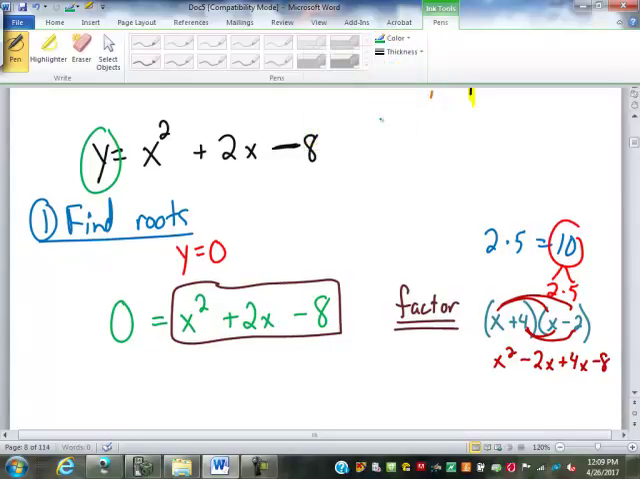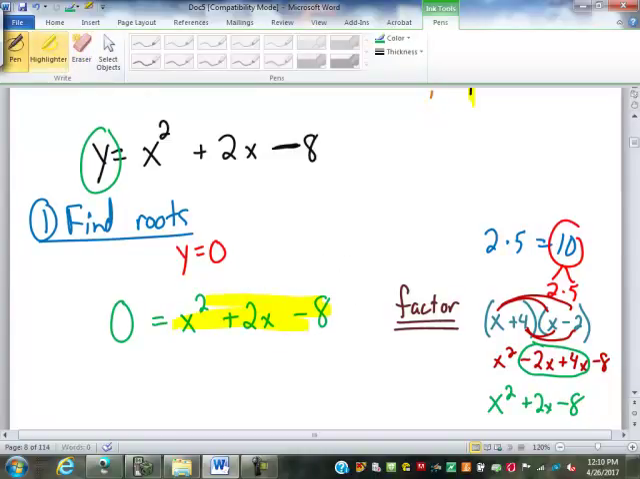And then we combined what we could combine. The x squared is going to stay. We've got negative 2x and positive 4x is positive 2x. And the negative 8. Well, you might have noticed that's what we had right here. So we know at this point that that factors into x plus 4 times x minus 2. It's the same thing. X squared plus 2x minus 8 is equal to x plus 4 times x minus 2.